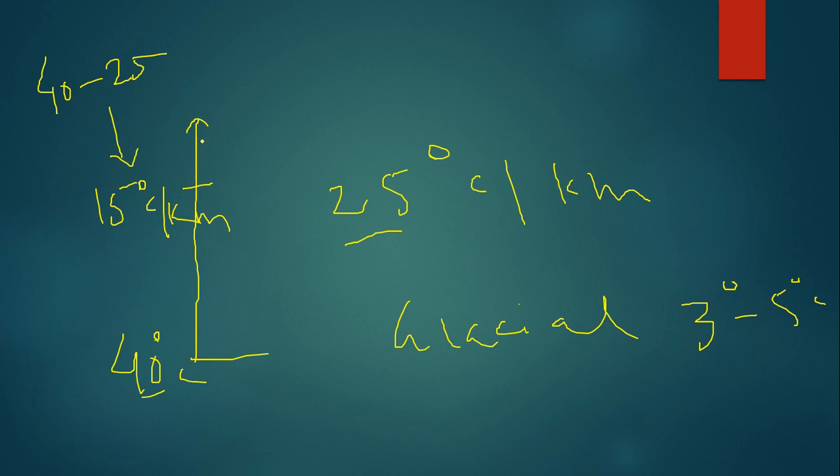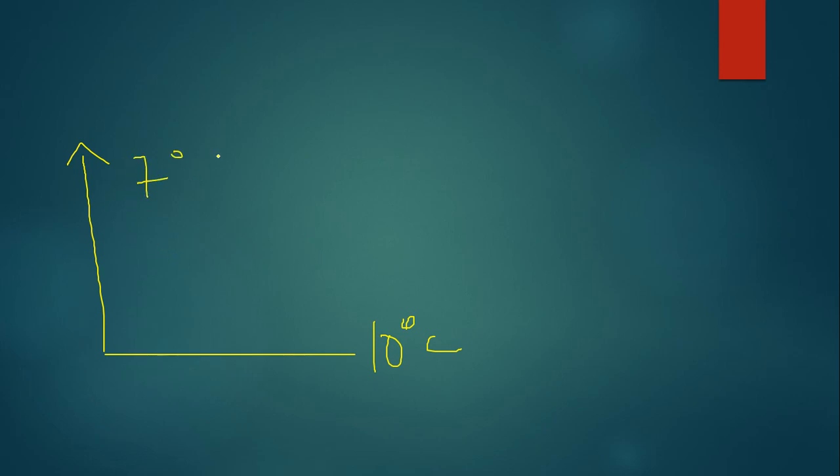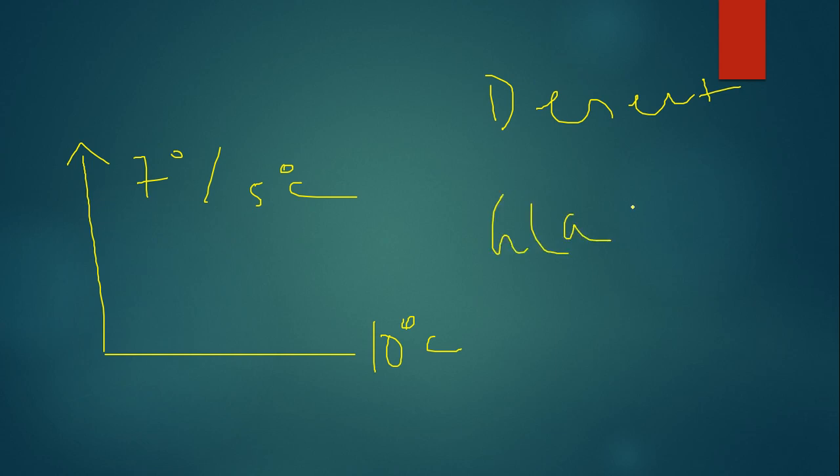Now, if you go to glacial dominated areas, what happens if the ground surface has a value of 10 degrees C? If you move up to an elevation of 1 kilometer, the temperature may become 7 degrees C or it may become 5 degrees C. So the rate of decline of temperature with 1 kilometer of ascent is found to be very much higher in the desert areas, while this rate is found to be very minimal in the glacial areas.